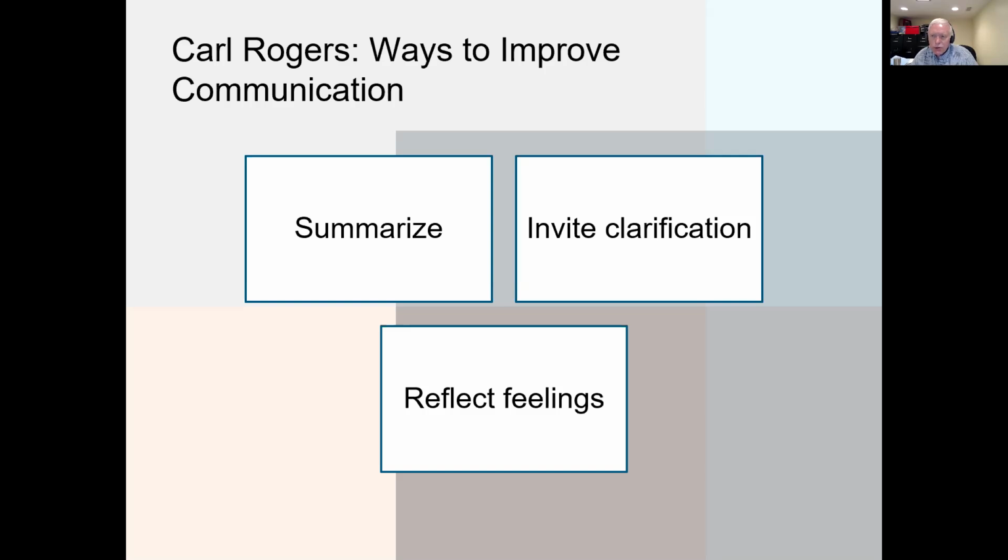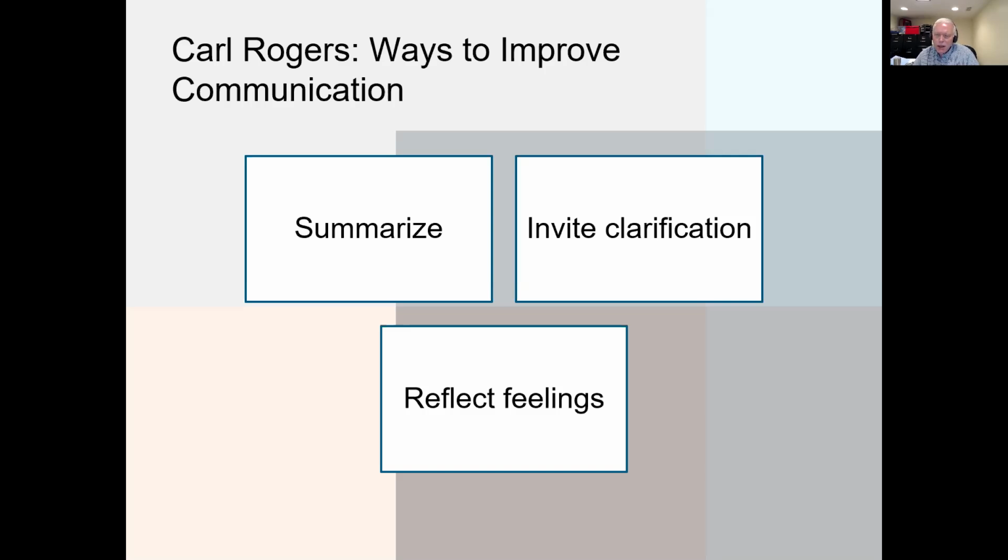Reflecting feelings is we use feeling words to reflect back to the person our understanding of what they might be feeling. Wow, it sounds like that was really scary for you when that happened. Summarizing is taking different things that a person is saying and putting it into our own words and sharing it with them and seeing how well we're understanding. And it helps them to feel understood and valued, even if we don't get it exactly right.